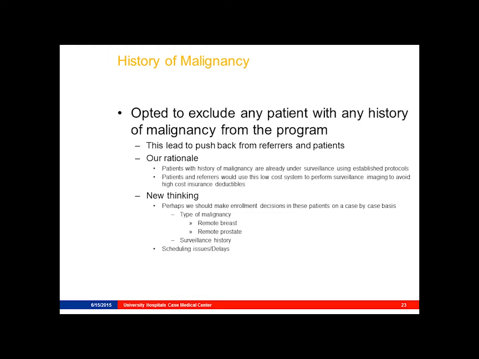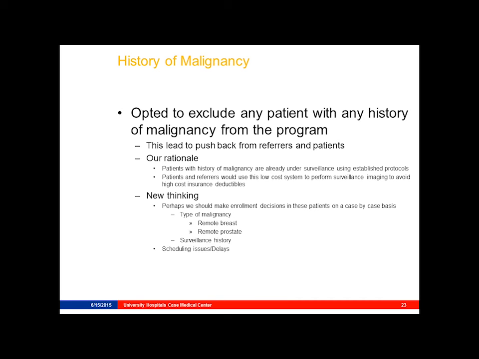So we opted to exclude any patient with any history of malignancy from our program. As you can imagine, this led to pushback from referrers and from our patients. Our rationale was that a patient with a history of malignancy is already under some surveillance using established protocols. Patients and referrers would use this low-cost system to perform surveillance imaging to avoid the high-cost insurance deductibles.